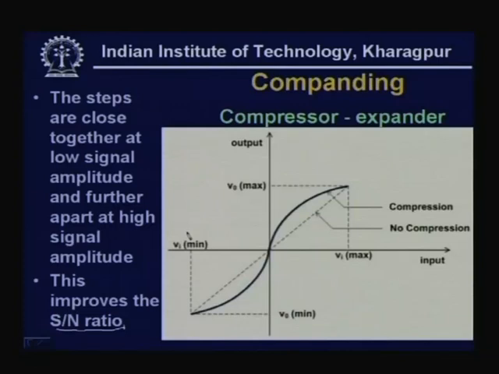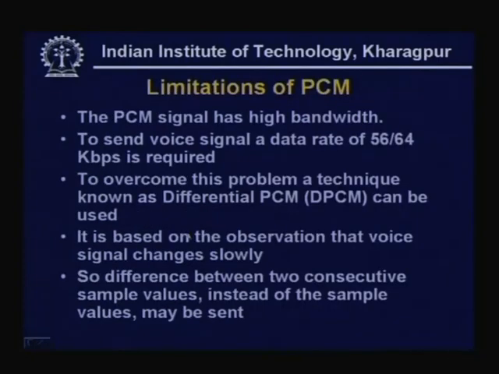So, companding is a technique which can be used to improve the signal to noise ratio. Now, let us look at the limitations of the pulse code modulation technique that we have already discussed.